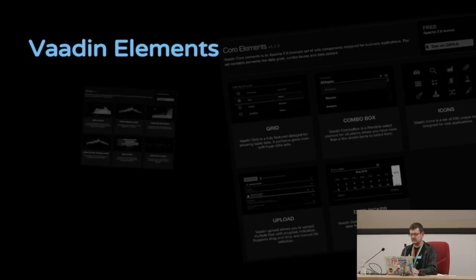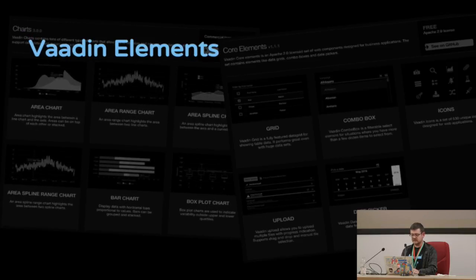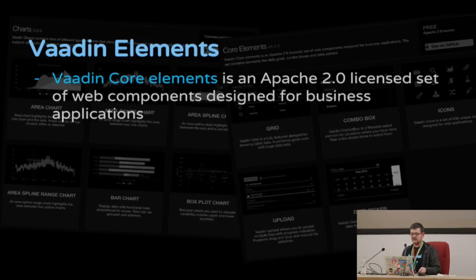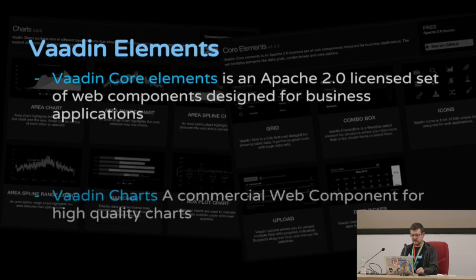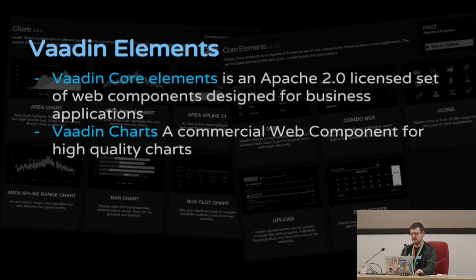So Vaadin has developed already some elements. So we have Vaadin core elements, which is Apache 2 license, so you can use them, and they are almost for business applications. So Vaadin is focused on enterprise applications, so almost applications that move the world. It's not in the web, actually, it's in the companies. And also we have Vaadin Charts, which has a commercial license. Okay.